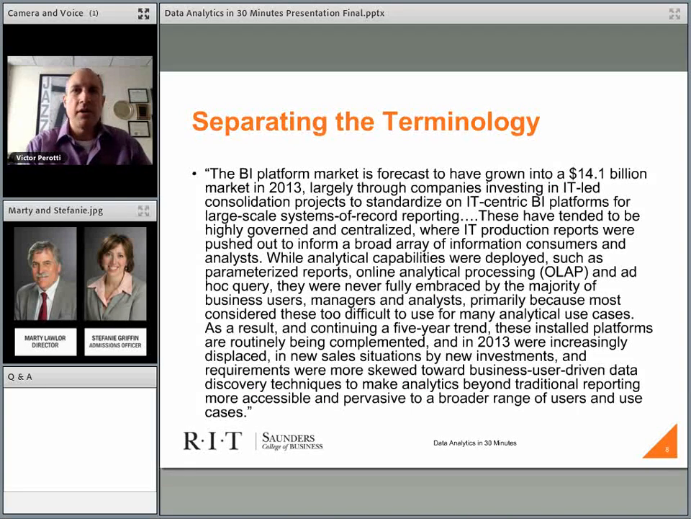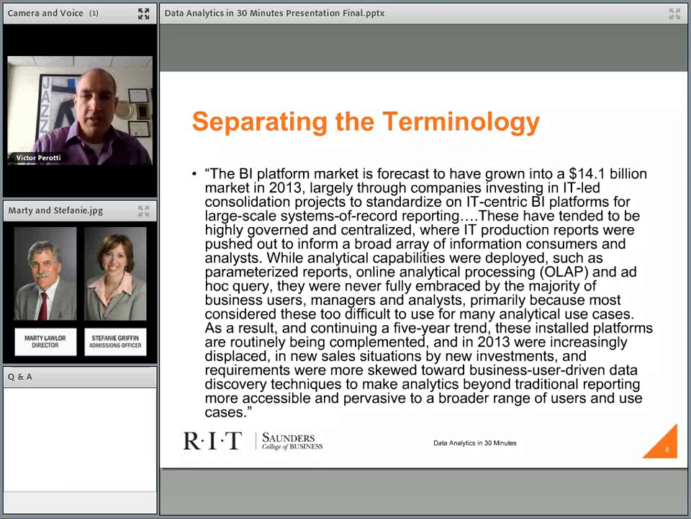Here's how Gartner describes the marketplace today. I don't know how big that is on your screen, but the letters on my screen are really small. The BI platform market is forecast to have grown to 14.1 billion in 2013, and so on and so on. This is really dense language, and it takes a few minutes, I think, to parse it and make sense of it. But I want to emphasize one of the quotes here. While analytical capabilities were deployed, they were never fully embraced by the majority of business users, managers, and analysts, primarily because they were considered too difficult to use for many analytical use cases. Interesting.